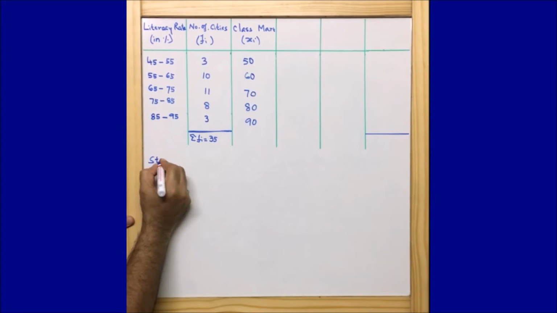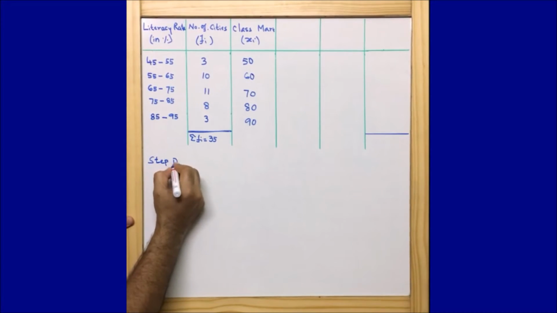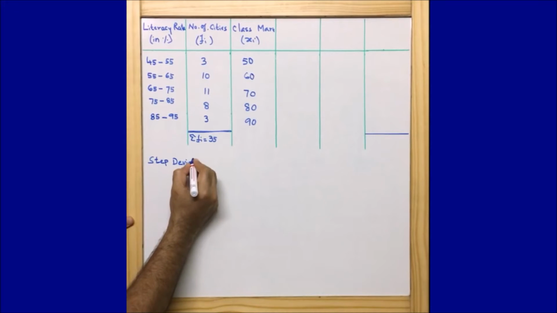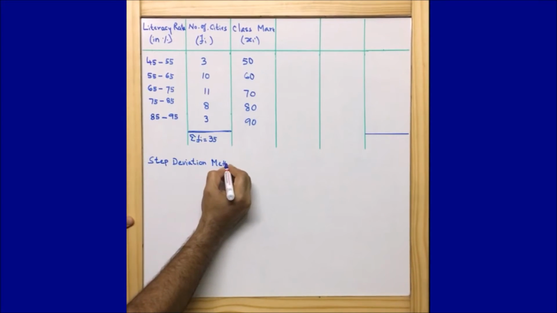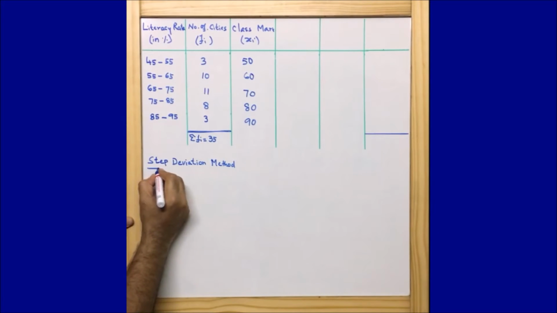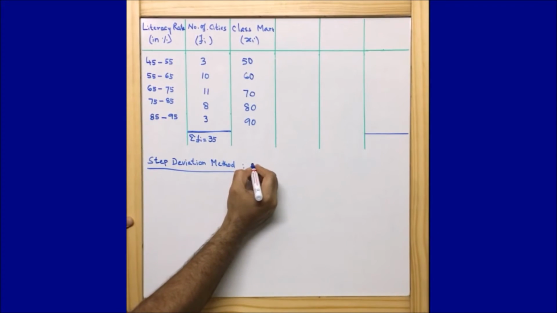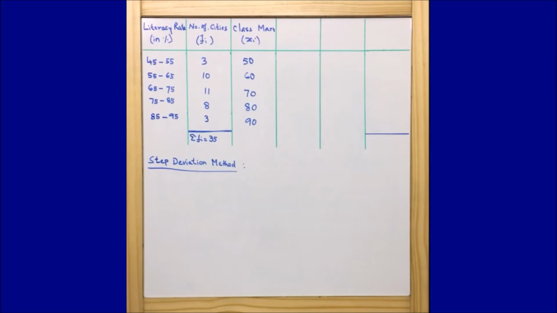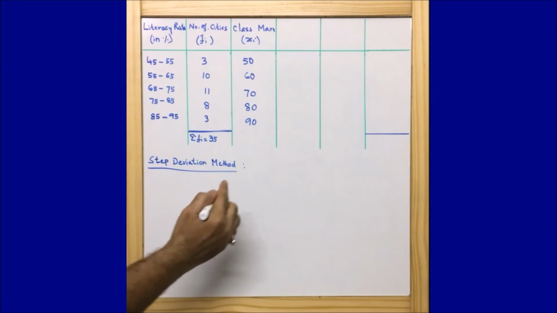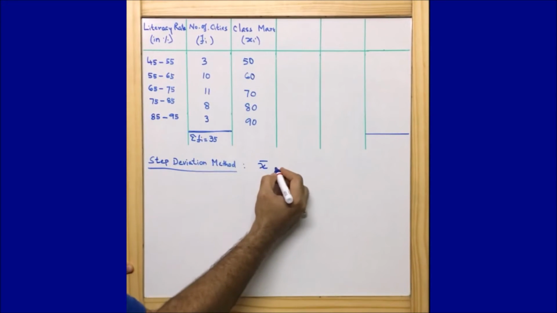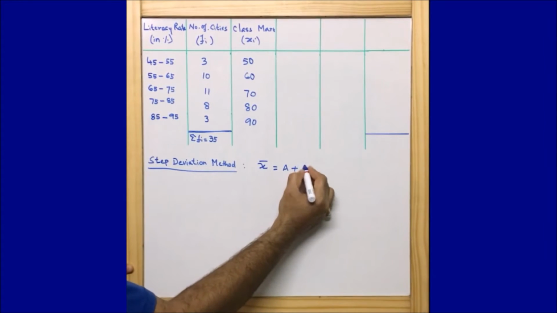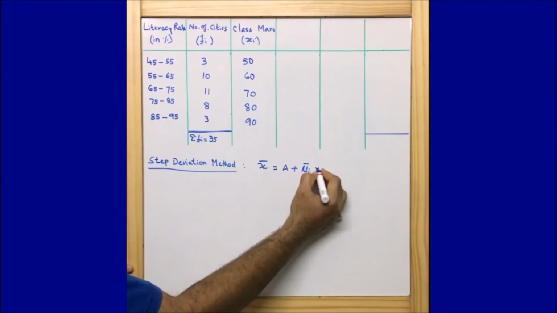I am going to write down the formula first for the step deviation method, so that we can understand what variables we are going to find while doing our calculation. Guys, it is always advisable to note down the formula first, whichever method we follow, so that it gives us a view of the variables we are going to find out. So the formula for the step deviation method is: mean is equal to a plus mean of ui into h.